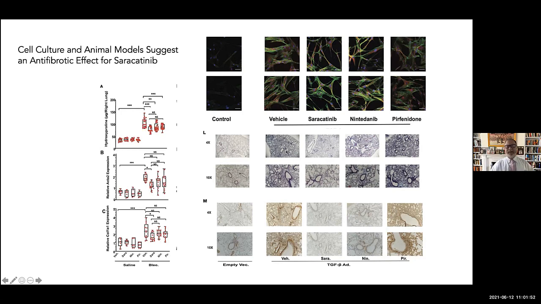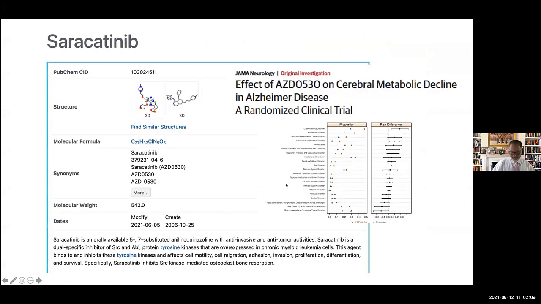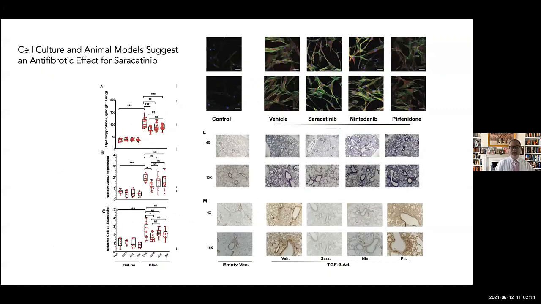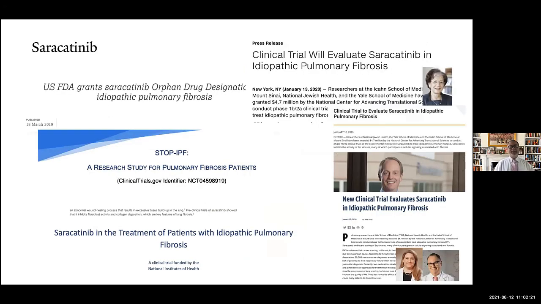The same thing if you give animals bleomycin or TGF-beta, things that cause fibrosis, they develop this image. You can see this dense thing, but if you give them sarcatinib, they don't develop it. And this seems to be better, at least in the lab, than the current FDA-approved drugs. But of course, animals and cells are not necessarily indicative. But that's what this has led to, actually: a clinical trial to evaluate sarcatinib in idiopathic pulmonary fibrosis.